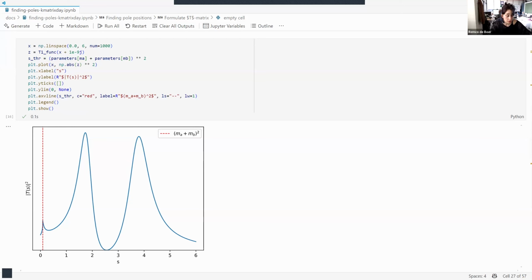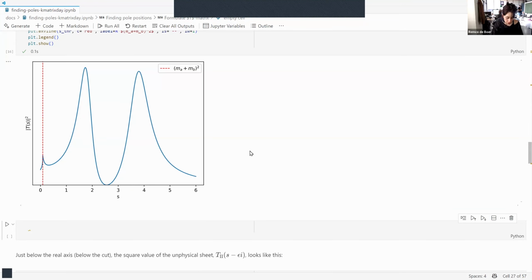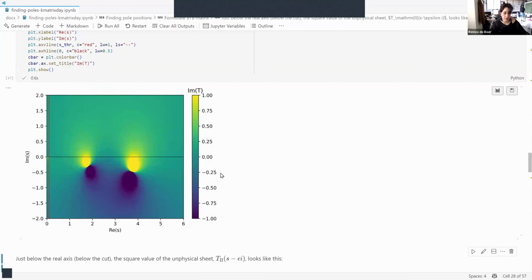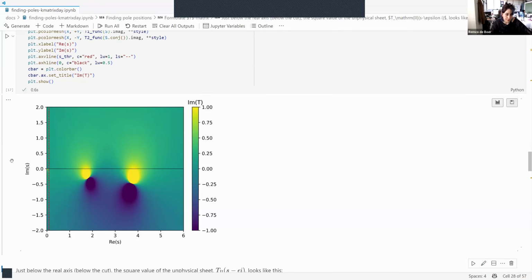What I can also plot is a 2-dimensional plot. I will do this real quick. Of my 2 Riemann sheets. And now this looks a bit nicer. So what we see here is the real part of s versus the imaginary part of s, and the magnitude here in color represents the imaginary part of the transition function, so the T function or the T matrix function.